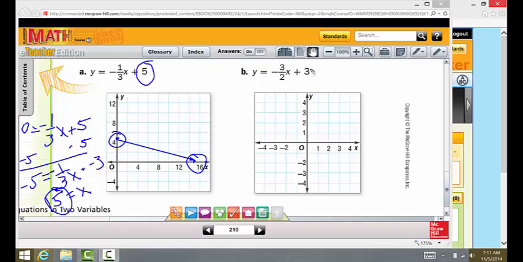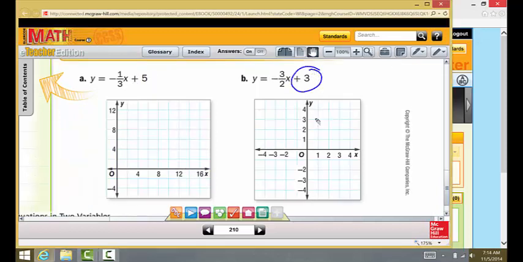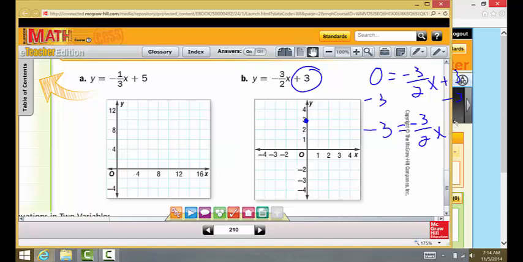Problem letter B, we have a similar situation. We have a y-intercept of 3, place a point at 3, and we get 0 equals negative 3 halves x plus 3. We're going to subtract 3 from both sides, and we have negative 3 equals negative 3 over 2 x. Now we're going to multiply both sides by negative 2 over 3. So we're going to take negative 3 times negative 2 over 3. Negative 3 times negative 2 is positive 6, divided by positive 3 is positive 2.